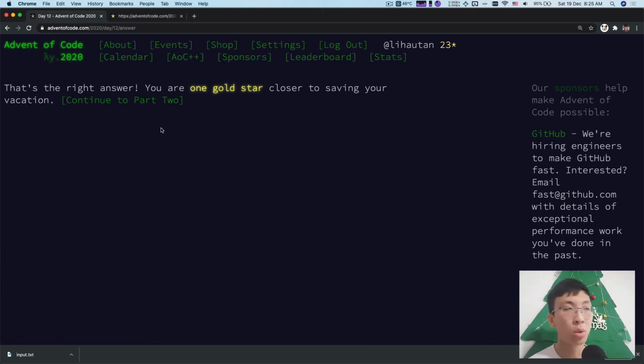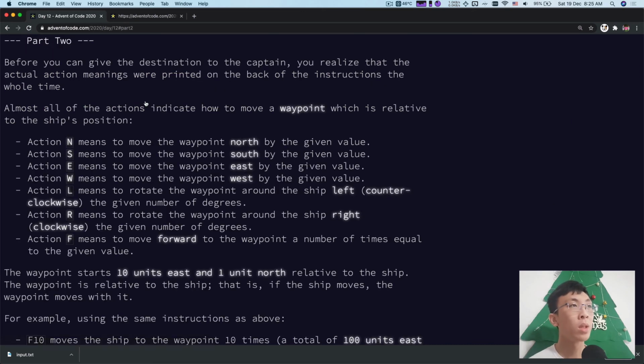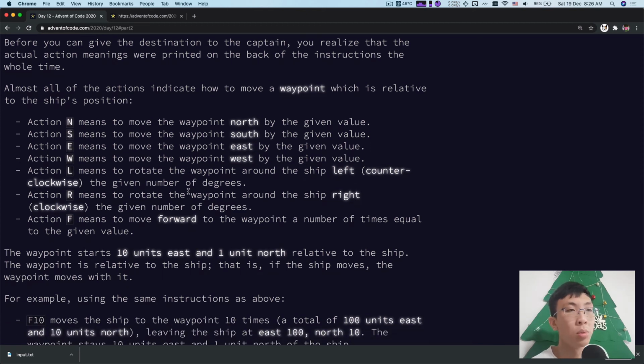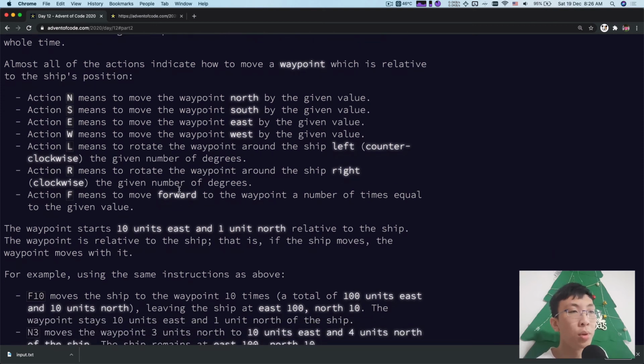And let's move on to part 2. So before you can give the destination to the captain, you realize that the actual meanings of the actions were printed on the back of the instructions the whole time. What? You didn't even read it? So almost all the actions indicate how to move a waypoint, which is relative to the ship's position. So N means to move the waypoint north by a given value. S is to move the waypoint south. E is waypoint east, W is waypoint west. L is to rotate the waypoint. R is rotate the waypoint to the right. And F is to move forward to the waypoint a number of times equal to a given value.